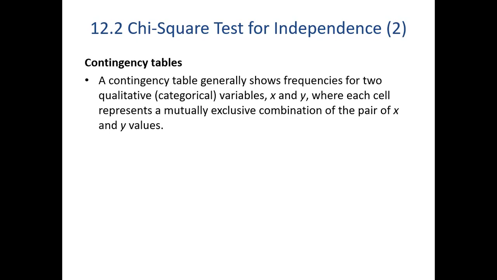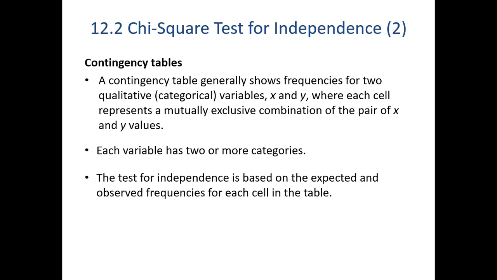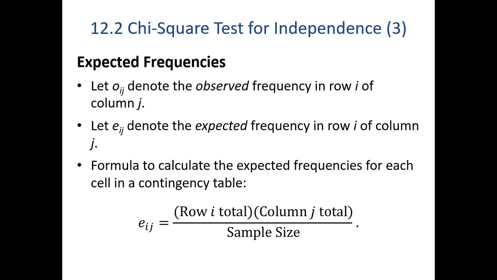exclusive combination of the pair of X and Y values. X is along the rows, Y is along the columns. Each variable has 2 or more categories. The test for independence is based on the expected and observed frequency for each cell in the table. Let Oij denote the observed frequency in row i and column j. Let Eij denote the expected frequency in row i of column j.